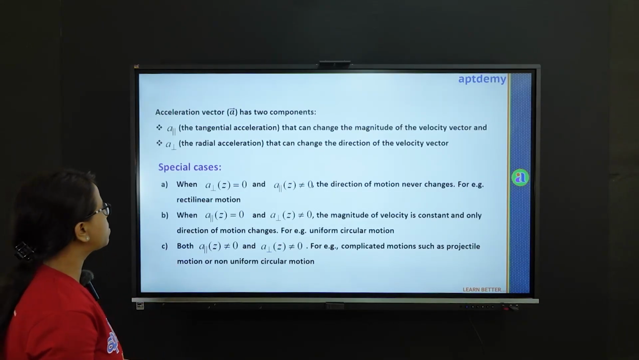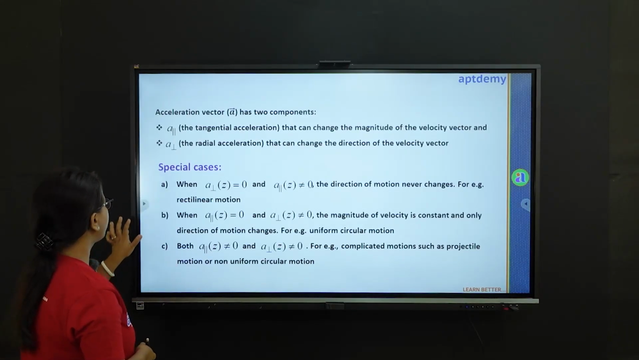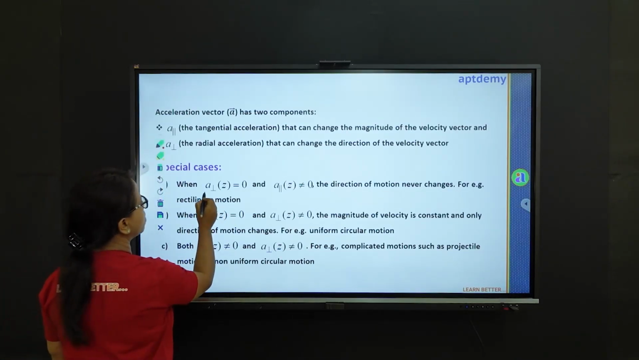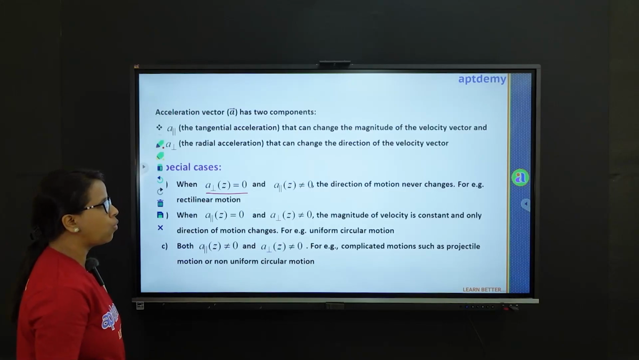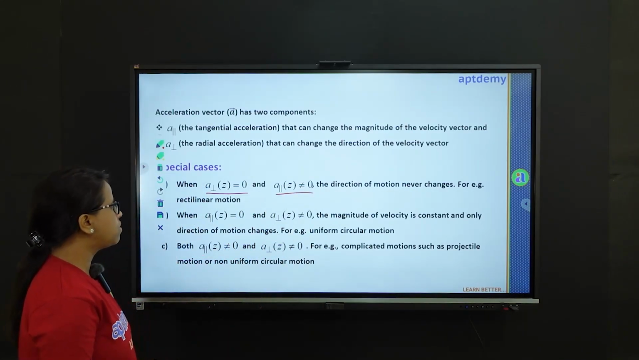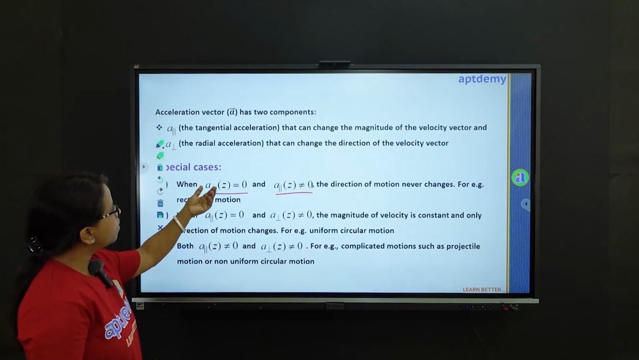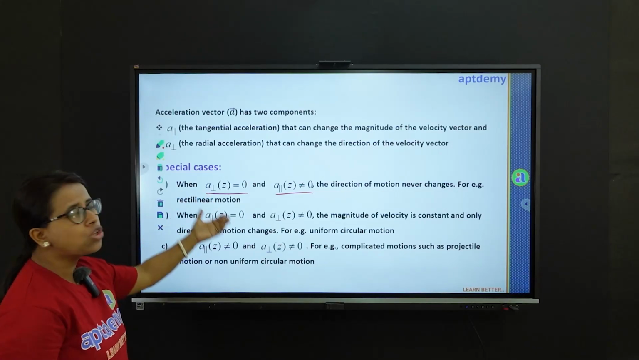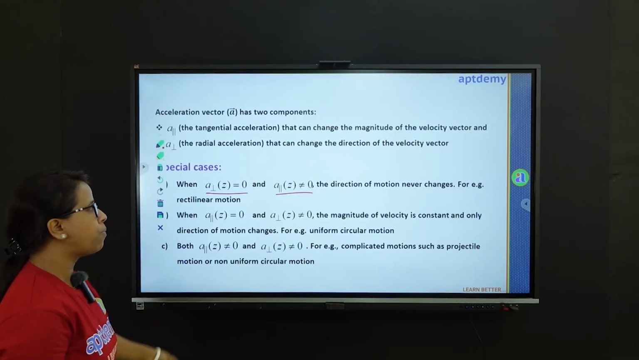Now, let us look at some special cases in this regard. When we have a perpendicular, the z component of it, as 0 and a parallel, the z component of it, as not equal to 0. So, the radial acceleration being equal to 0 means that there is no change in the direction of motion of the particle.